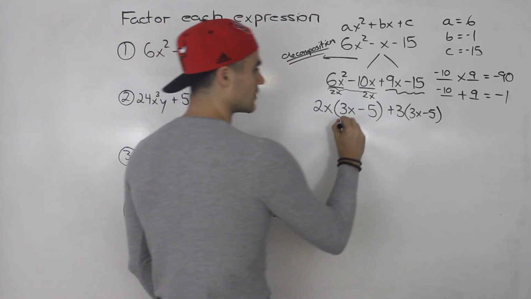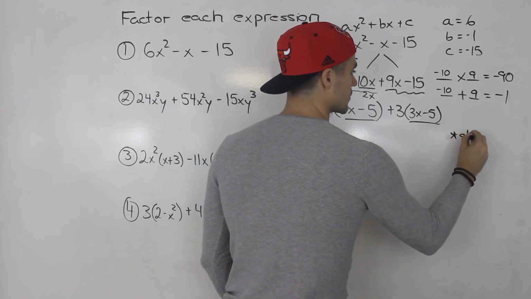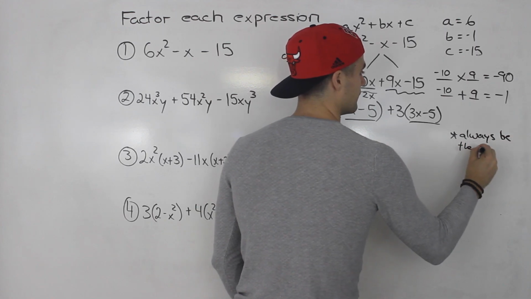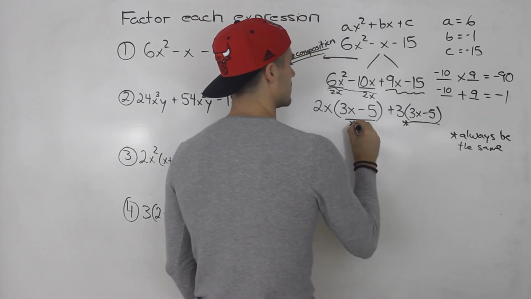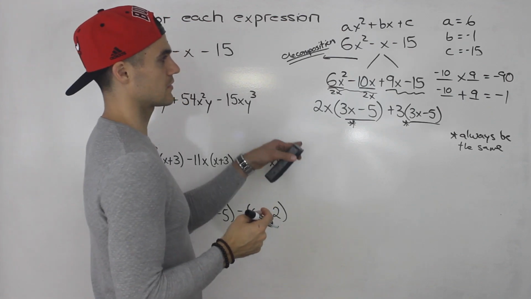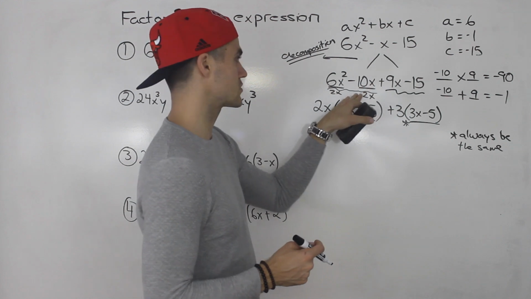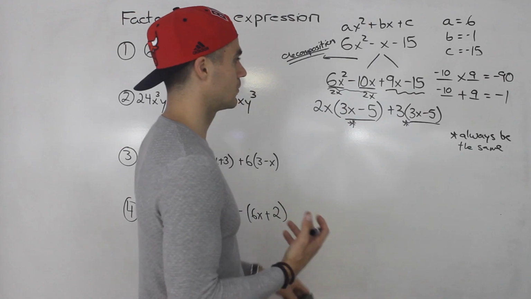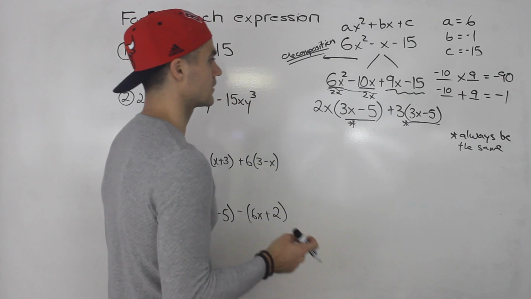When you get to this point, these two brackets, you may want to write a note here, should always be the same. These two brackets here. And if they're not, then you know you did something wrong. Whether you got the wrong numbers there, or maybe you factored incorrectly from these two or these two. Whichever it is, these two brackets should always be the same if you're doing it correctly.